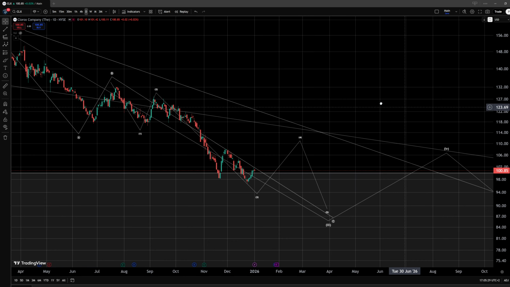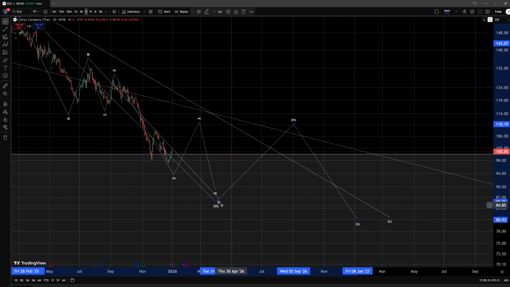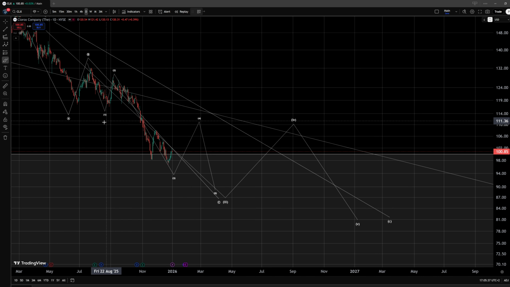Once this is done, we would be looking for another larger correction within the wave 4 and then a 5th wave to the downside, which could very easily actually get us into around the ideal target for the overall wave C, as we mentioned earlier, the $83 level.